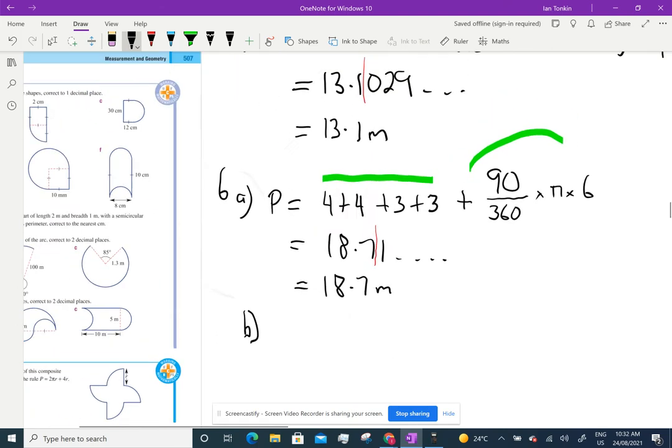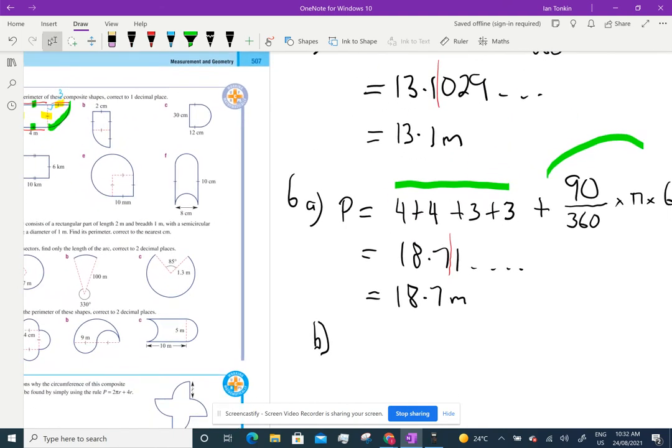B. You have a go at B by yourself. B is very similar. I'm not going to do it, but if you need any help with that, it's almost exactly the same. I'm going straight to C.